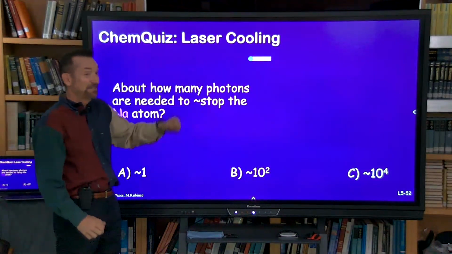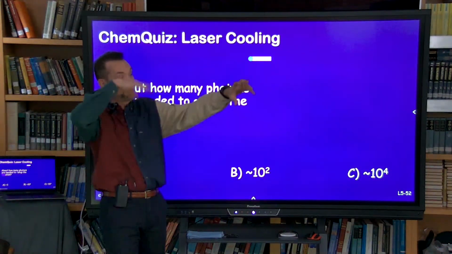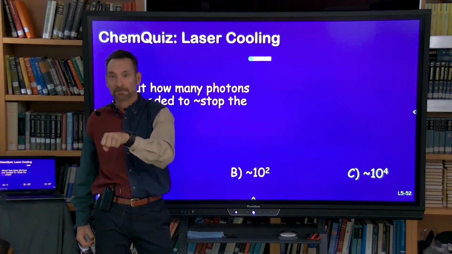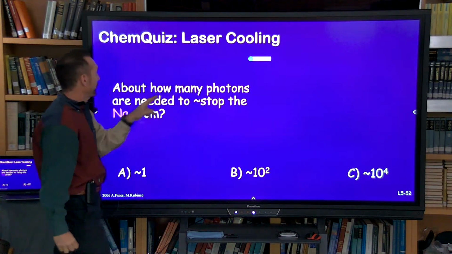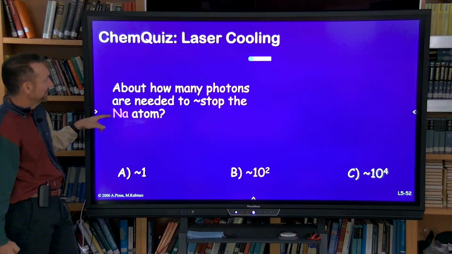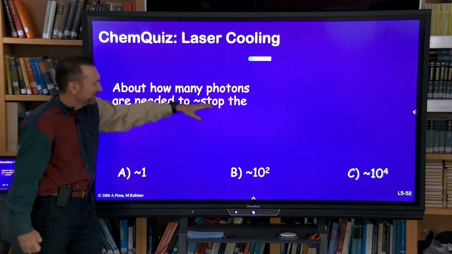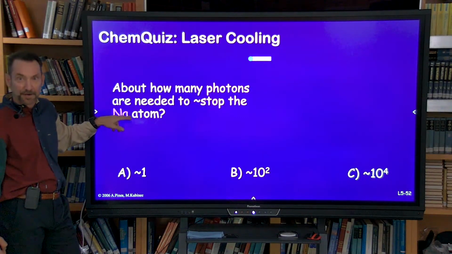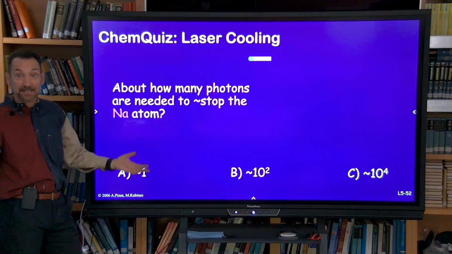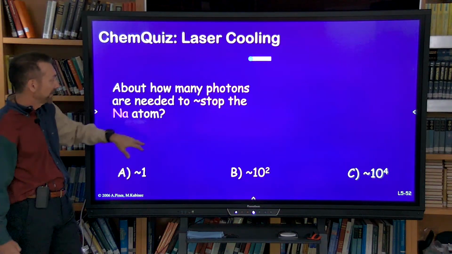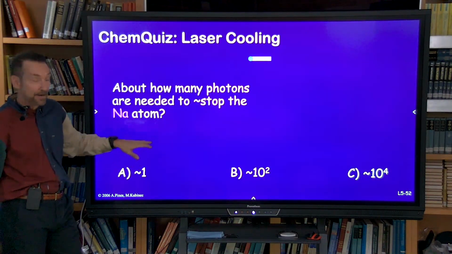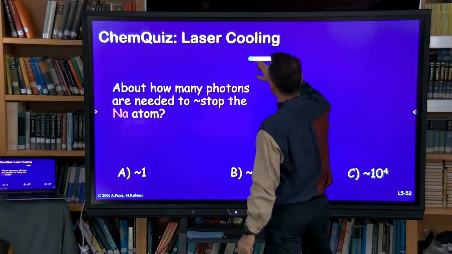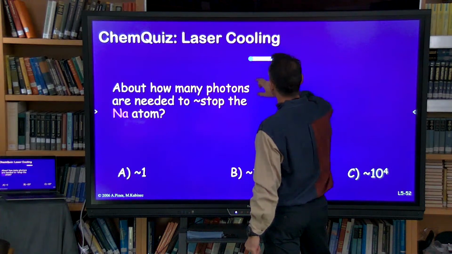So we call this laser cooling. I'm going to use light. I'm going to use the photons of light to bang into the sodium atom and slow it down. So about how many photons are needed to stop, or not stop, but slow down significantly the sodium atom if the sodium atoms start at 80 Kelvin and the electrons have the momentum of 10,000 meters per second that I had in the last slide.